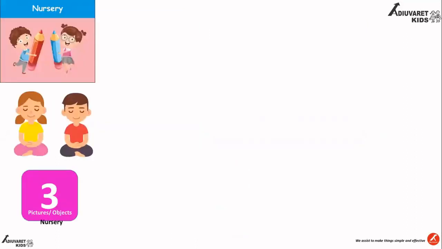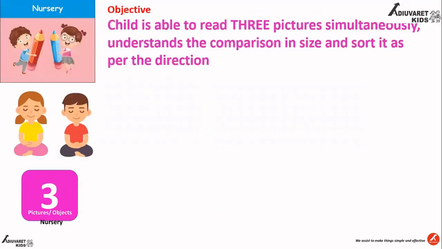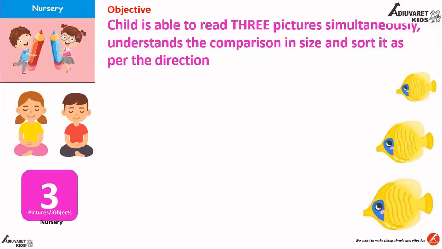Now, the objective we need to understand is that the child is able to read 3 pictures simultaneously, understands the comparison of all the 3 pictures in terms of size, and sorts these 3 pictures as per the direction given by the parents or by the teacher. Now, instead of 2 pictures, we are having 3 pictures, and they are different in size. One is small, one is a little big, and one is bigger.